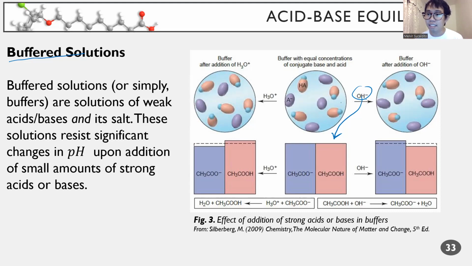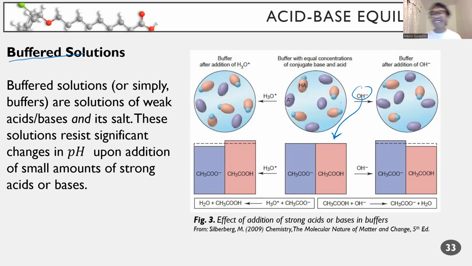This is a genius mechanism. It will turn the acid into the conjugate base, but then there's a common ion effect, so it will just go back and forth. This is mind blowing.